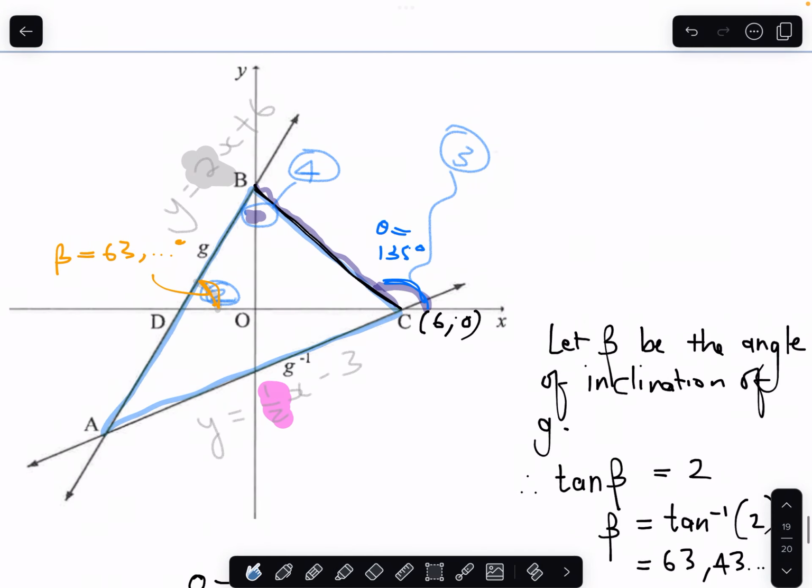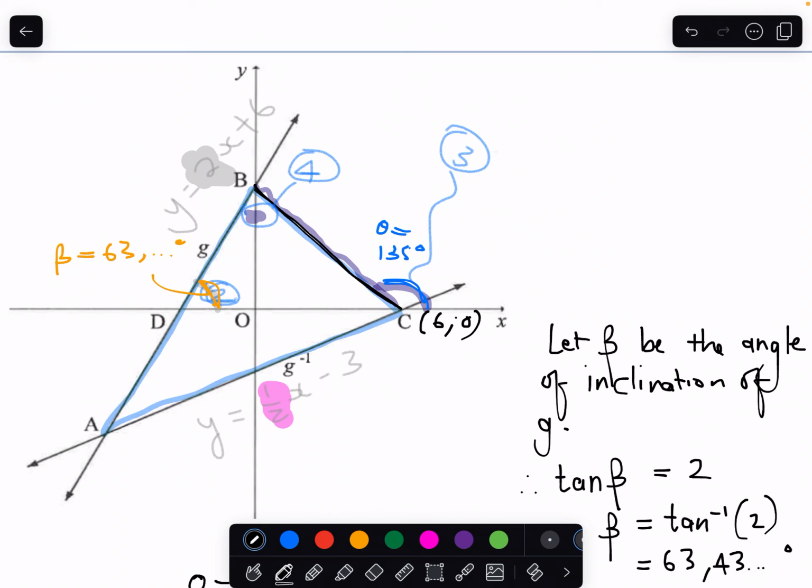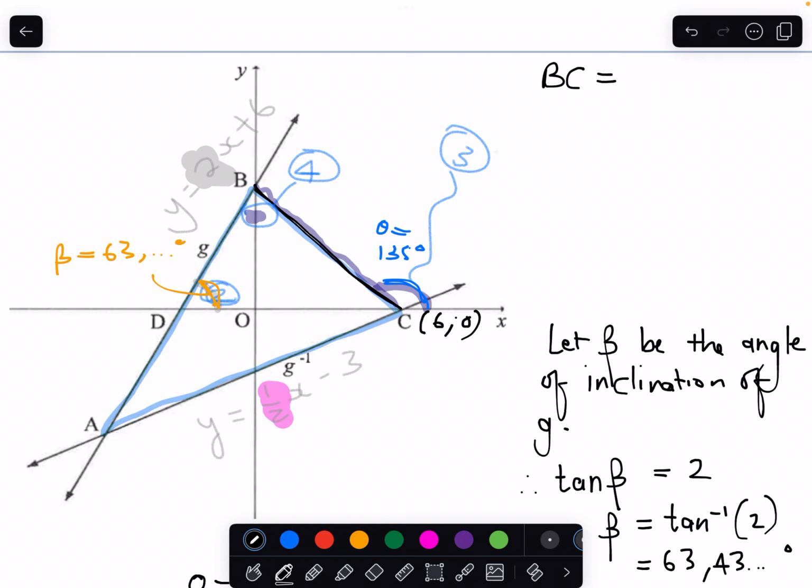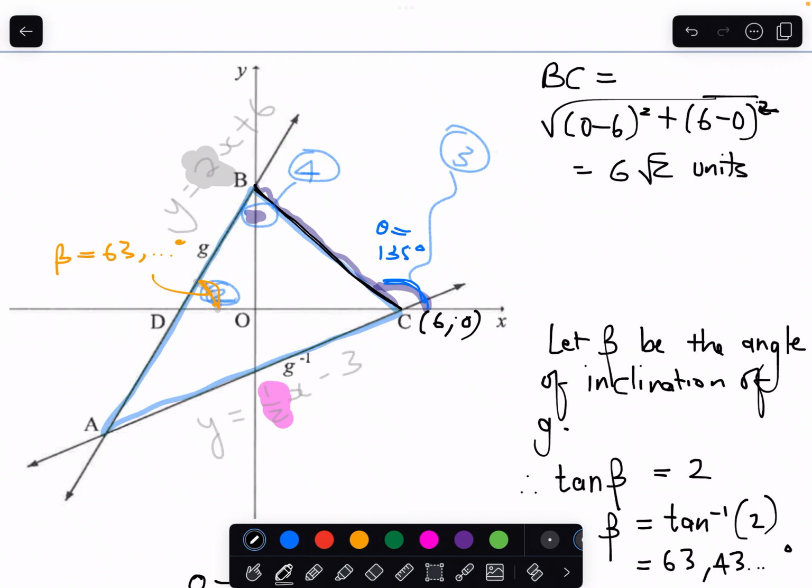Okay, so I am now going to quickly work out the length of BC. So BC is equal to the square root of 0 minus 6 squared plus 6 minus 0 squared. Oh, look at me desperately trying to squeeze that in. Okay, try harder. 0 minus 6 squared plus 6 minus 0 squared. So I think that just ends up being 36 plus 36. So that is 6 root 2 units. Okay, we can keep it that way.